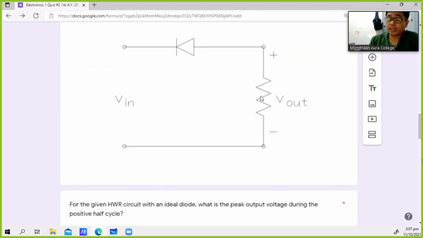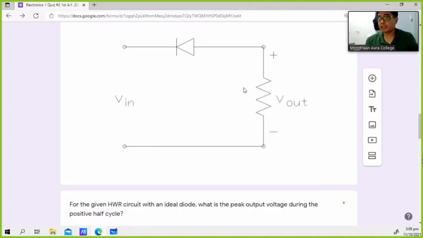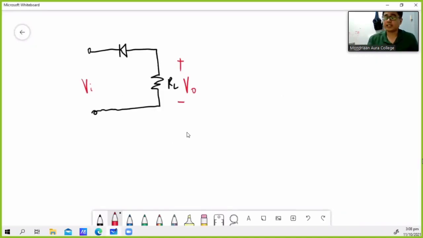So as you notice, yung load natin, hindi rin ako naglagay ng value. Now we're going to assume na the current produced or the current induced will be sufficient, no, for proper operation of the half-wave rectifier. So ganito yung mangyari sa kanya. So let's analyze the half-wave rectifier. Pointing to the left siya. Okay, so unahin natin yung positive half cycle.